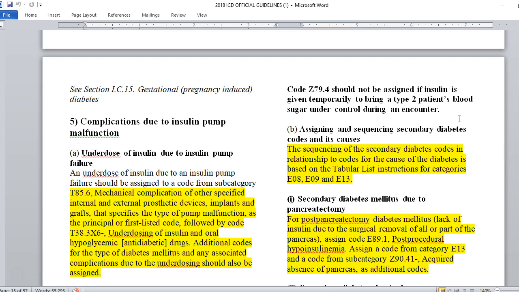Now, the sequencing of the secondary diabetes codes in relationship to the codes for the causes of diabetes is based on the tabular list instructions for categories E08, E09, E13. So remember, we're always going to look up the diabetes in the alphabetic index, cross-check it in the tabular, and at the beginning of the code categories, it is going to tell us, use additional code first. What do we need to do?